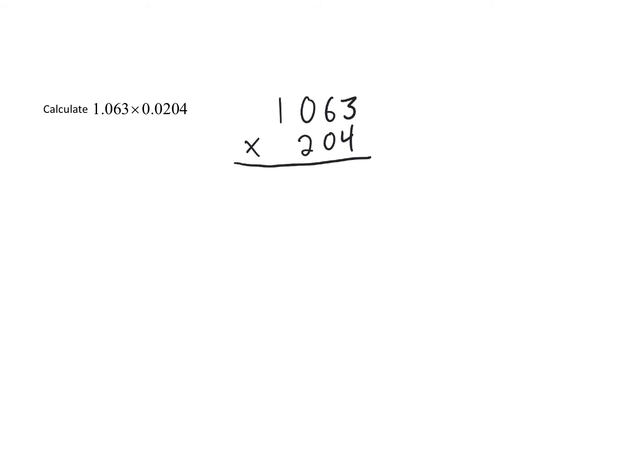So we start with the 4. 4 times 3 is 12. Carry the 1. 4 times 6 is 24. Plus 1 is 25. Carry the 2. 4 times 0 is 0. Plus 2 is 2. And 4 times 1 is 4. Now we're going to go to the next row, so cross over previous carryovers.